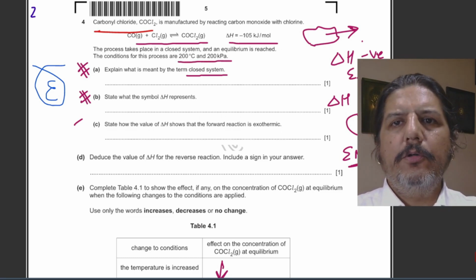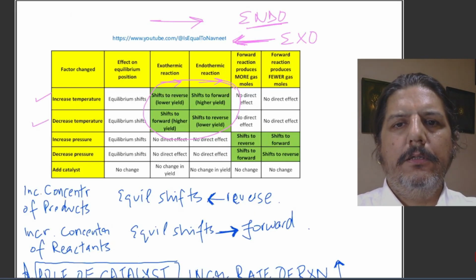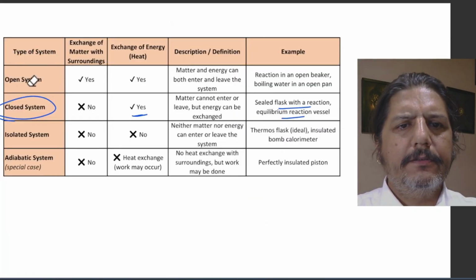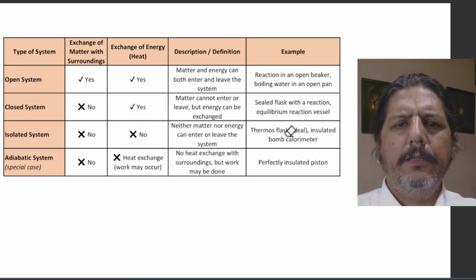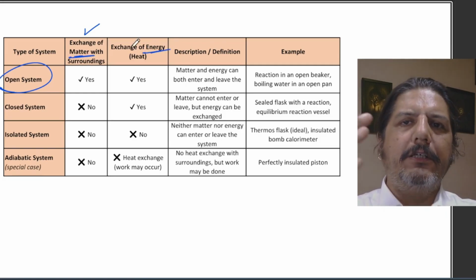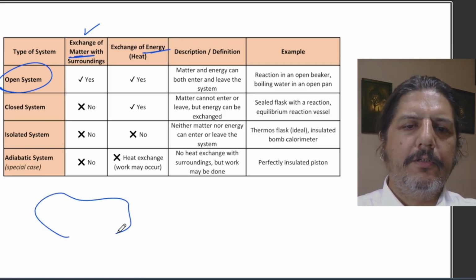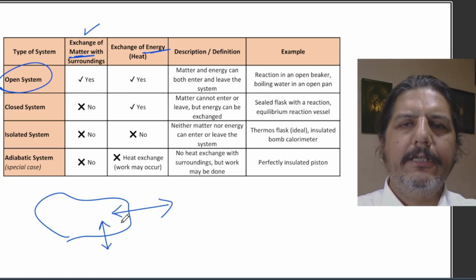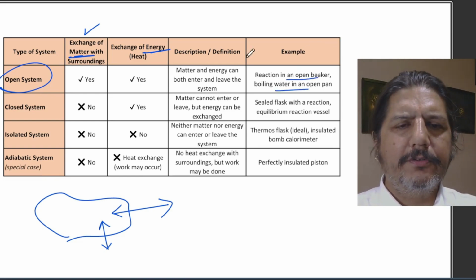I have done a detailed analysis of this, and I'll spend some time on it just to give you an idea. Open systems are systems where both matter and energy can be exchanged with the surroundings. For example, if this is an open system, matter can enter and leave the system as well as energy can enter and leave the system. So basically a reaction in an open beaker, or boiling water in an open pan. These are examples of open systems.